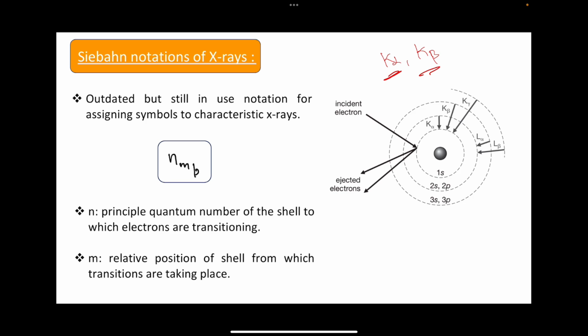Generally, we can write it as N, M, P. N is the principal quantum number of the shell to which the electrons transition, the shell from which the electrons have been ejected by the high-speed electrons. Generally, it is the K shell, the innermost shell. We all know from early classes that we have K shell, L shell, M shell, and so on. M is the relative position, that is, which shell the electron transitions are coming from. If electrons are knocked out of the K shell, then the electrons are coming from the L shell or M shell. If electrons are coming from the L shell, then there's only one gap, so it is alpha. If it is coming from M, then there are two energy shells in between, so it is beta, the second shell.